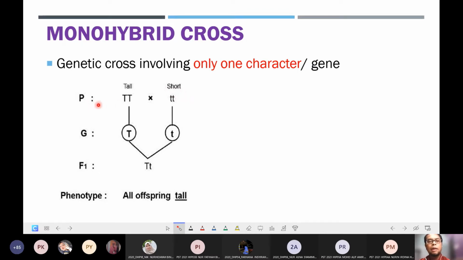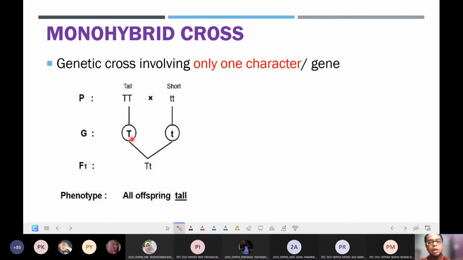So this will be the parent generation, and from these two parent individuals, this will be the types of gametes that can be produced. From this tall parent, this type of gamete can be produced, which contains the capital T allele. Meanwhile, from this homozygous recessive individual parent, this type of gamete can be produced, which contains this small t allele.